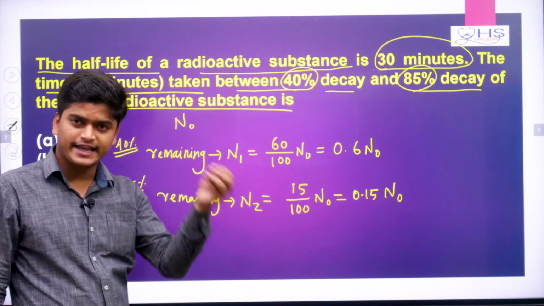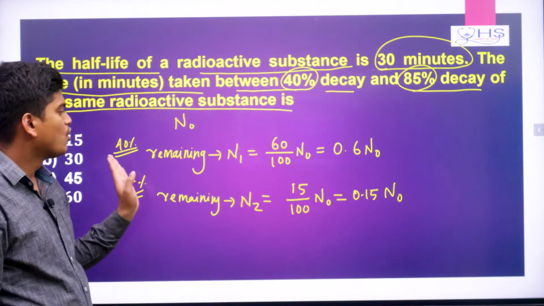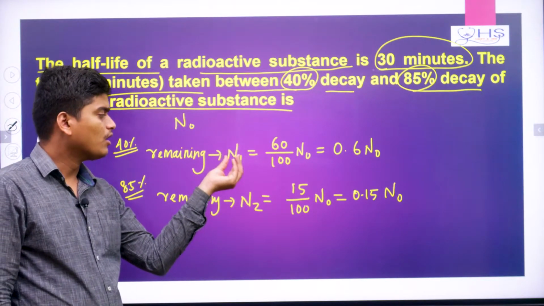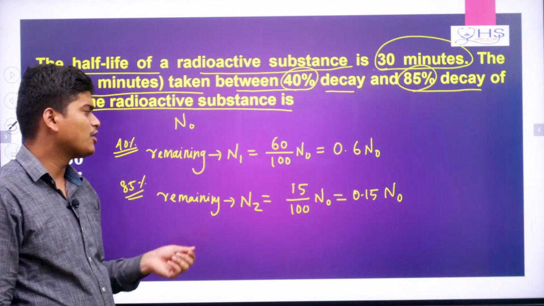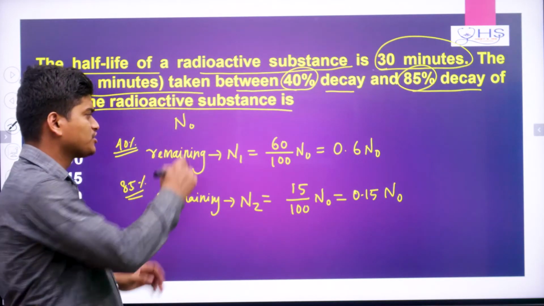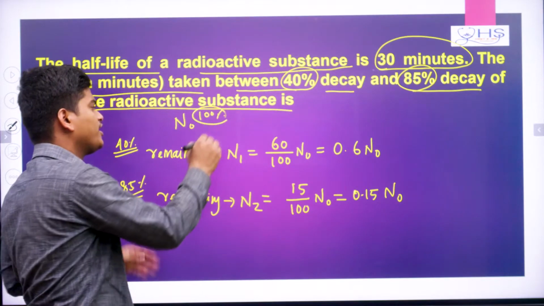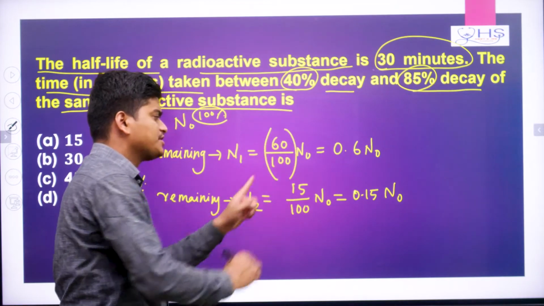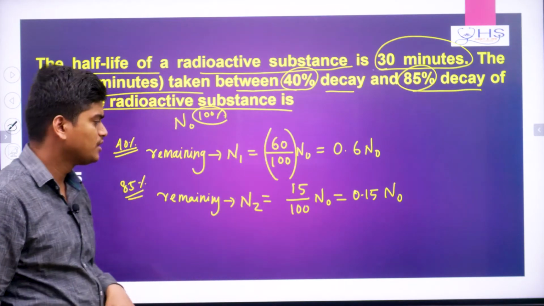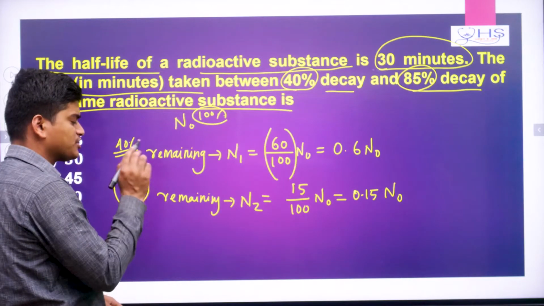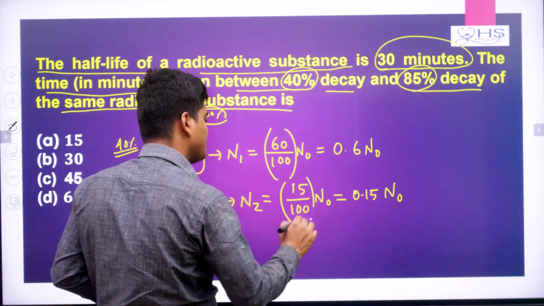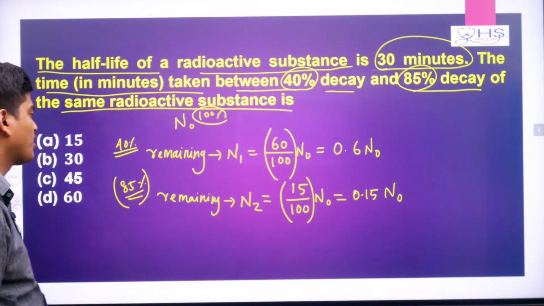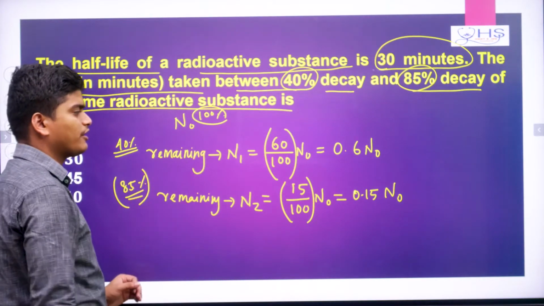When 40% is decaying, that is decayed nuclei. Remaining, how to calculate? Remaining is nothing but undecayed. Initially suppose 100%, this is your 100%. Now already 40% decayed, then remaining is 100 minus 40, which is 60%, and 60% can be written as 60 by 100. Similarly, if 85% decayed, then remaining is 15%, which is 15 by 100 into N naught, which is 0.15 N naught. So this is the idea you are understanding, N1, N2.